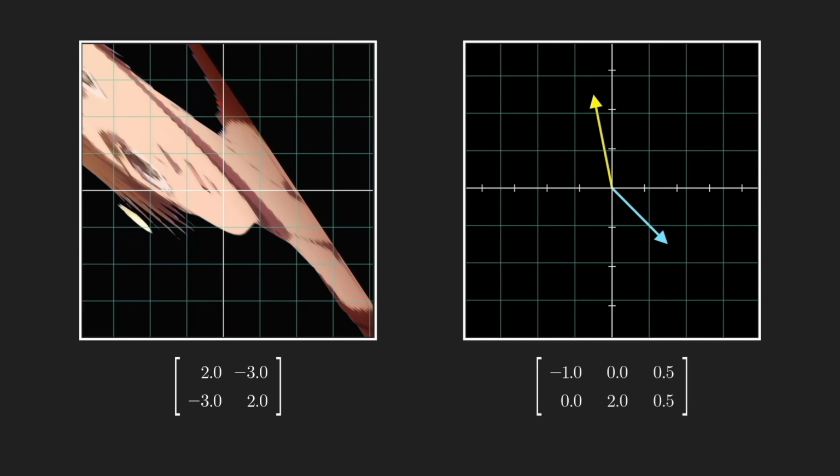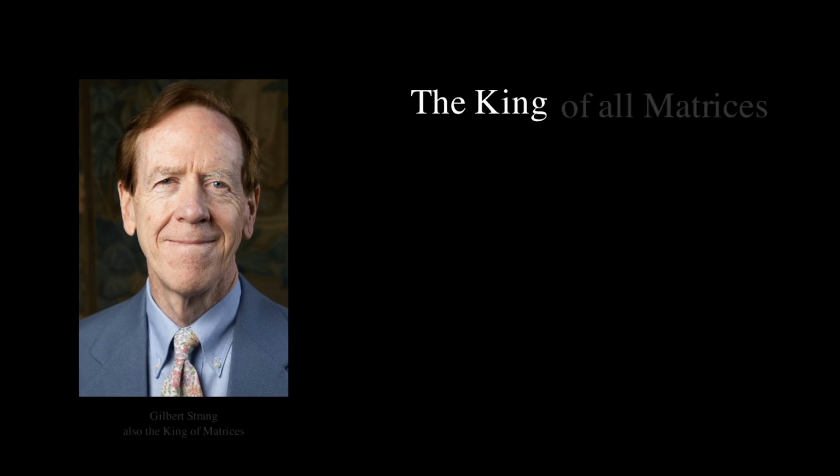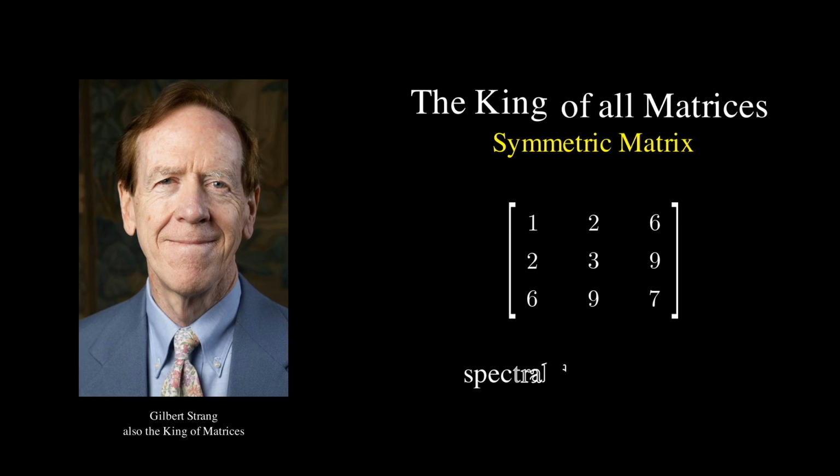Is there a possibility we can re-express those complicated transformations into a sequence of simple transformations, such as rotation or scaling? And that's where we're heading next in Chapter 2, what Professor Gilbert Strang calls the king of all matrices, and let you and me go spectate the spectacular spectral decomposition. See you there.